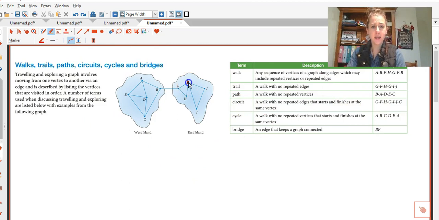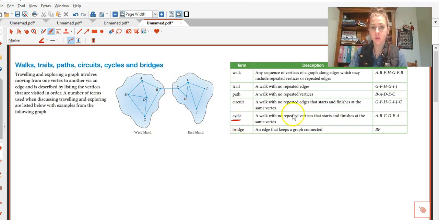So we're starting at G, and we're going F to H to G to I to J to G. And as you can see, we have started and finished on the same vertex, and we've actually gone through it again. So there's no rules about crossing over vertices. Okay, so remember that in a circuit we can repeat vertices, but then we move on to a cycle.